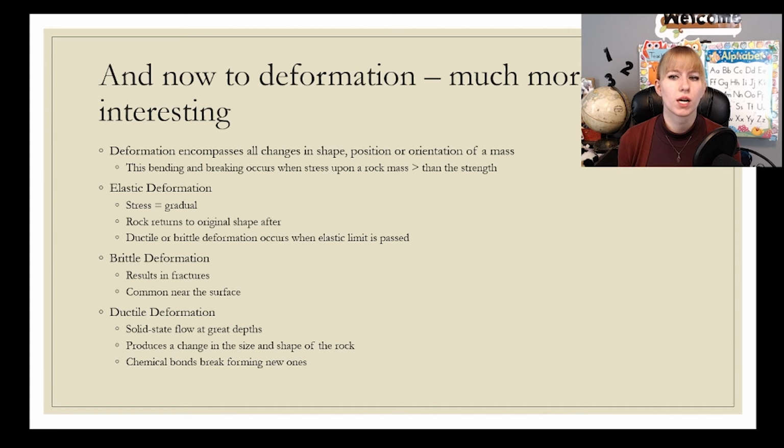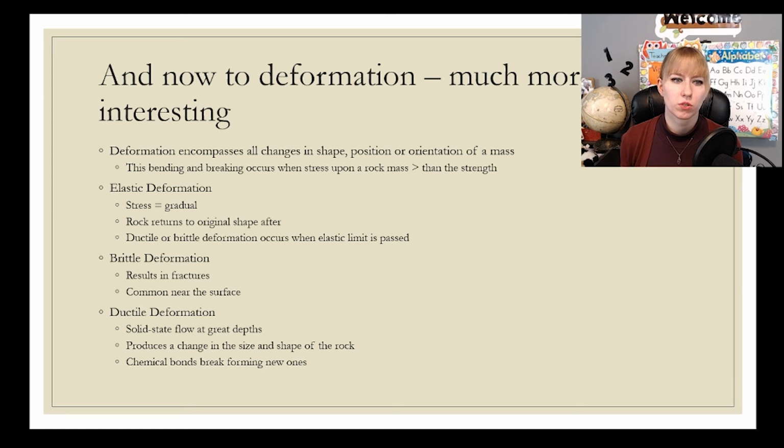Remember that the strength of a rock is definitely influenced by its temperature, confining pressure, the type of rock, and when it has this stress put upon it. Elastic deformation is what happens when stress is gradual. The rock will return to its original shape after, and ductile or brittle deformation occurs when the elastic limit is passed. So remember, elastic is more like a rubber band.